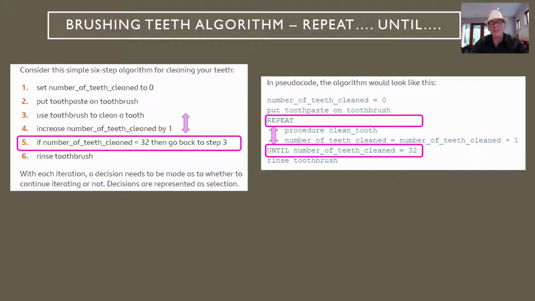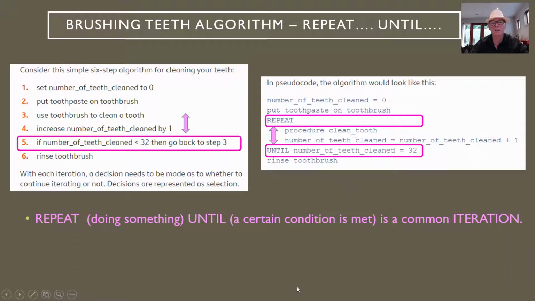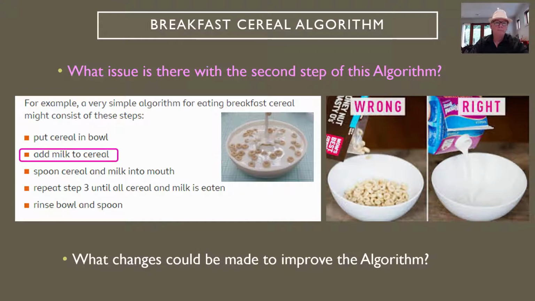So we have a repeat until, which is the sort of loop there. We've put an arrow there to show you that we're repeating these steps inside the repeat until we get to the number of teeth cleaned equals 32. Then it knows to stop doing the repeats and it goes down to the next thing in the process, which is rinsing the toothbrush. So repeating something like this, repeat until, that's a classic iteration that we write in pseudocode.